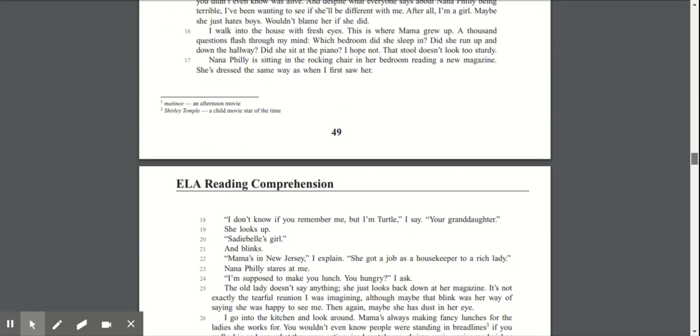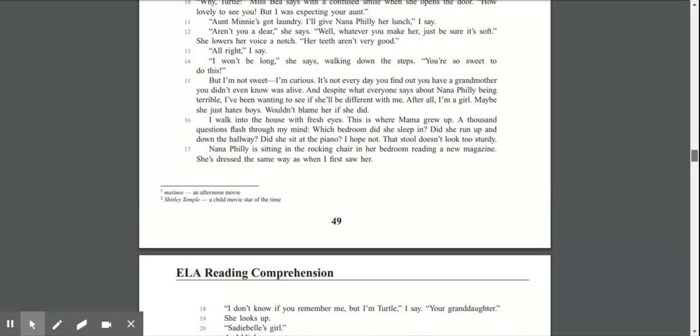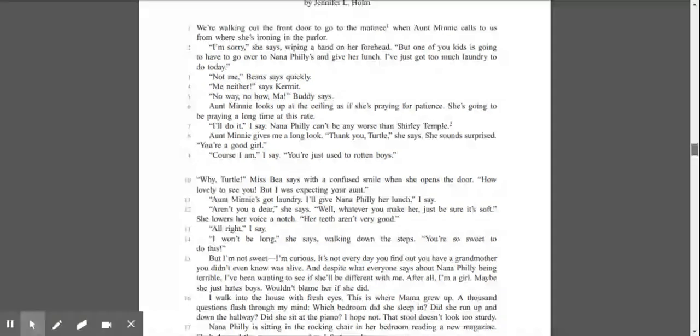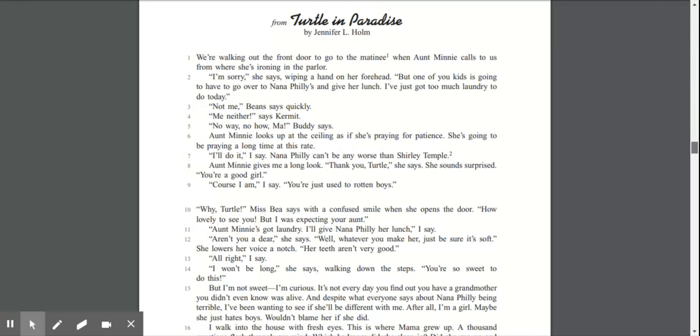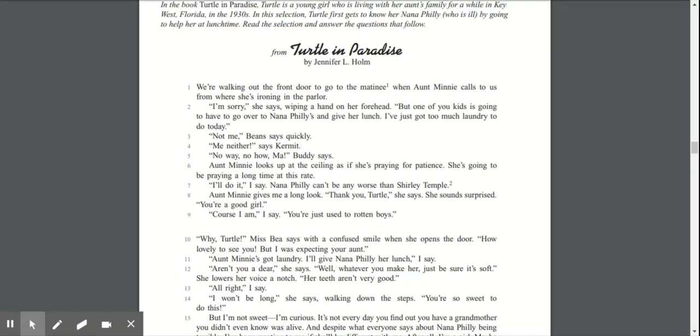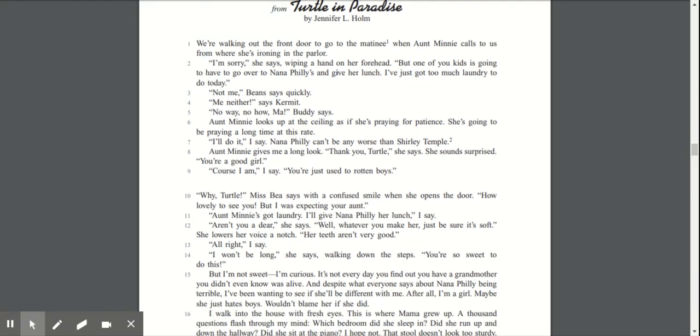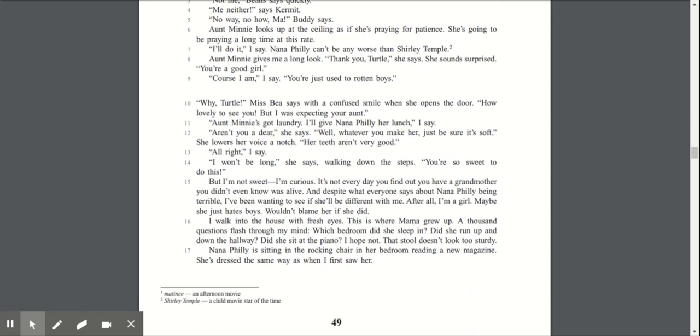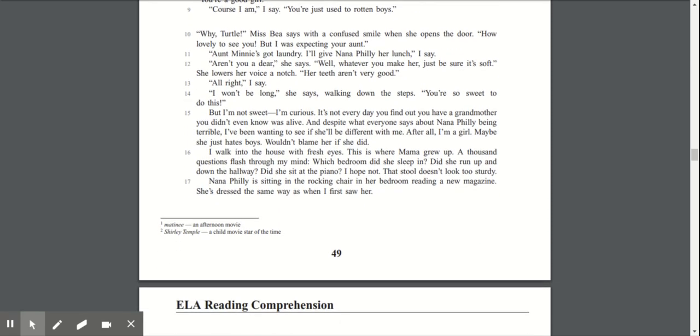Now, the conflict of the story. So Turtle is having to feed Nana, but Nana doesn't know her. They don't know each other. She just recently met her, this is her first time actually meeting her. So this is kind of why she's also going there. So this is part of the conflict. So she doesn't know her, but she has to meet her. And Nana Philly's kind of mean to Turtle every single time she goes there.